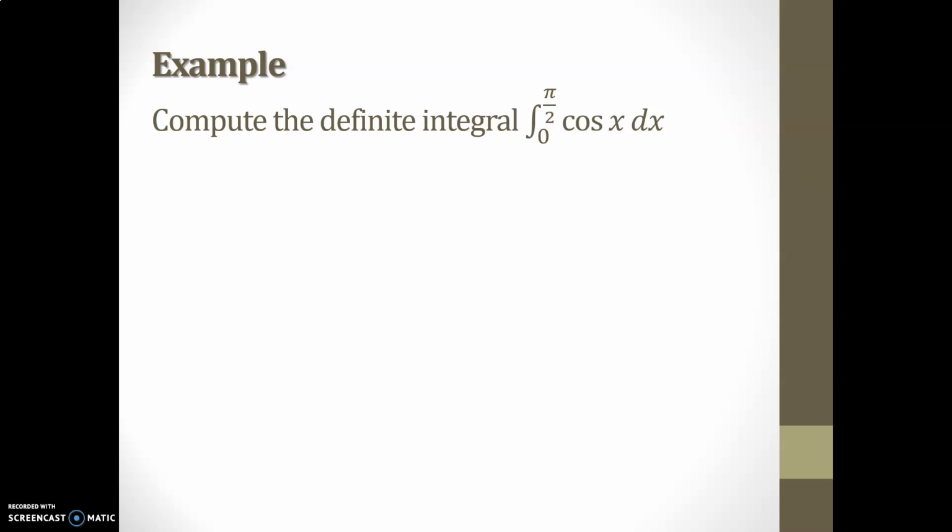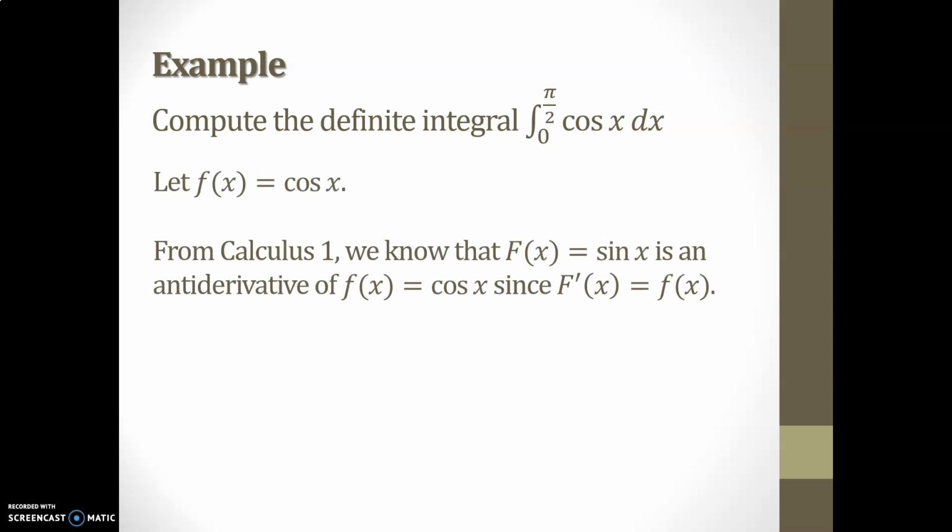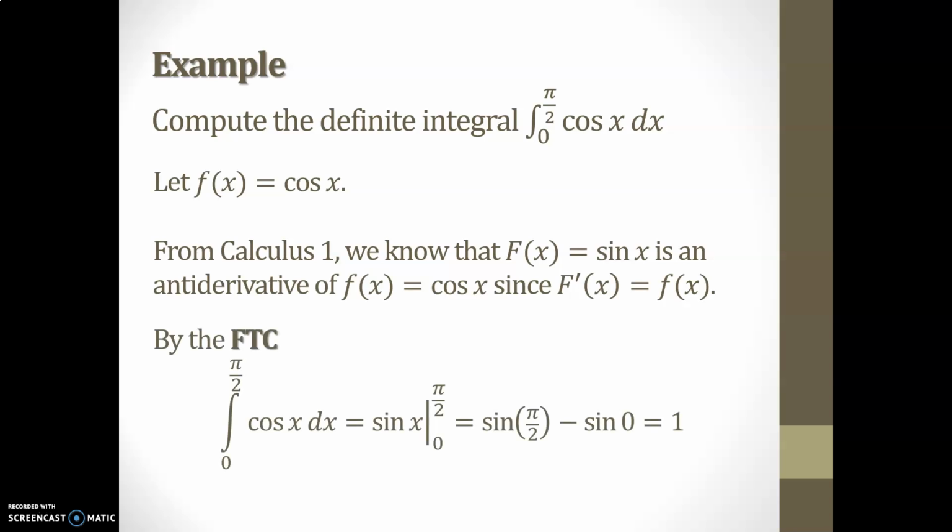For example, if we wanted to compute the definite integral from 0 to pi over 2 of cos of x dx, according to the fundamental theorem of calculus, we would have to find, first of all, an antiderivative for cos. From Cal 1, we actually know that big F of x equals sine of x is an antiderivative of cos, since the derivative of sine is cos. According to the fundamental theorem of calculus, using the sine function, calculating it at pi over 2 and at 0, and finding their difference will be enough to solve this definite integral. Sine at pi over 2 minus sine at 0 will equal 1.